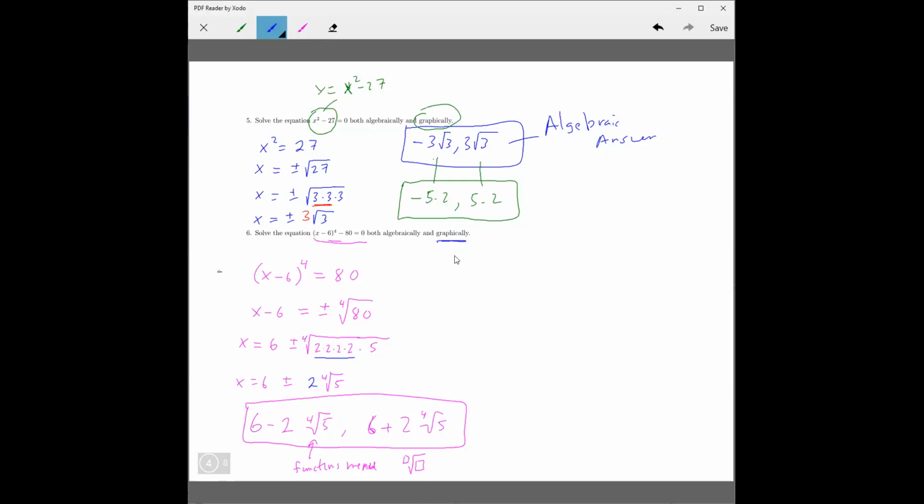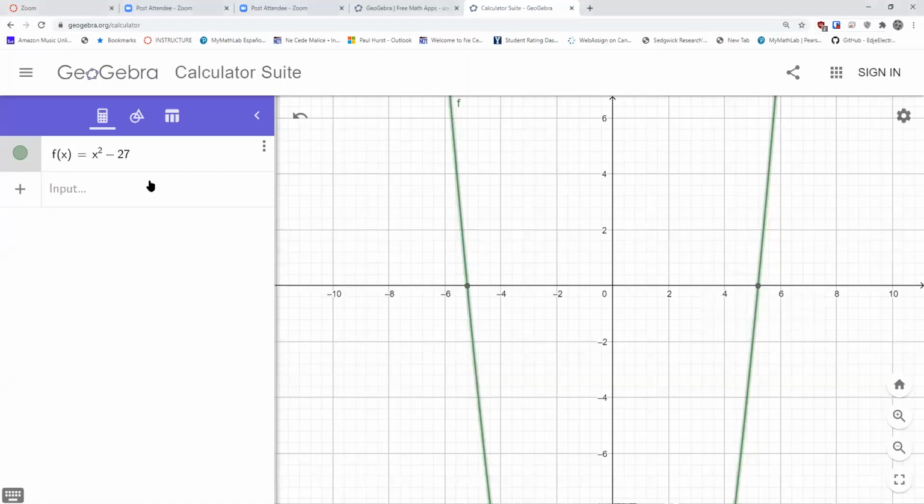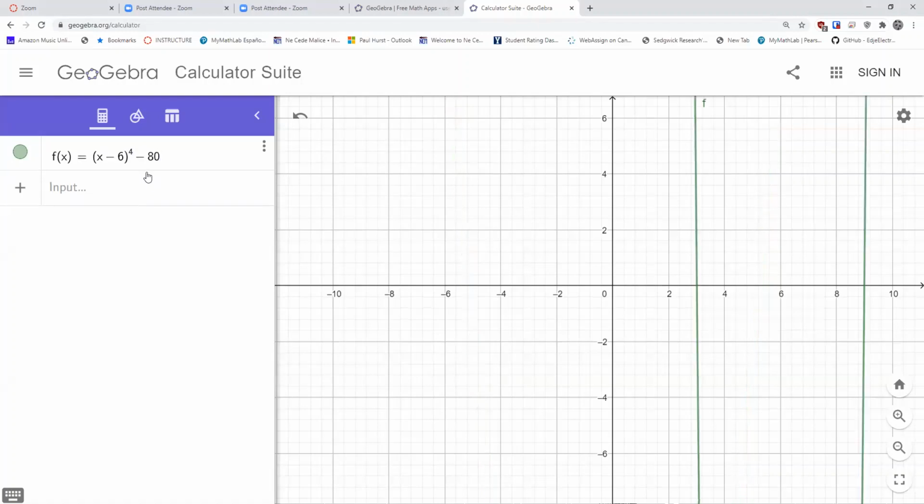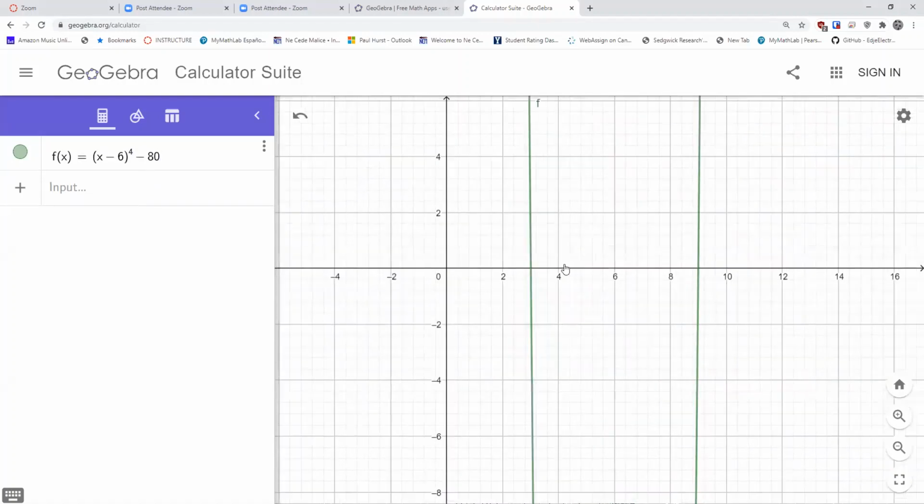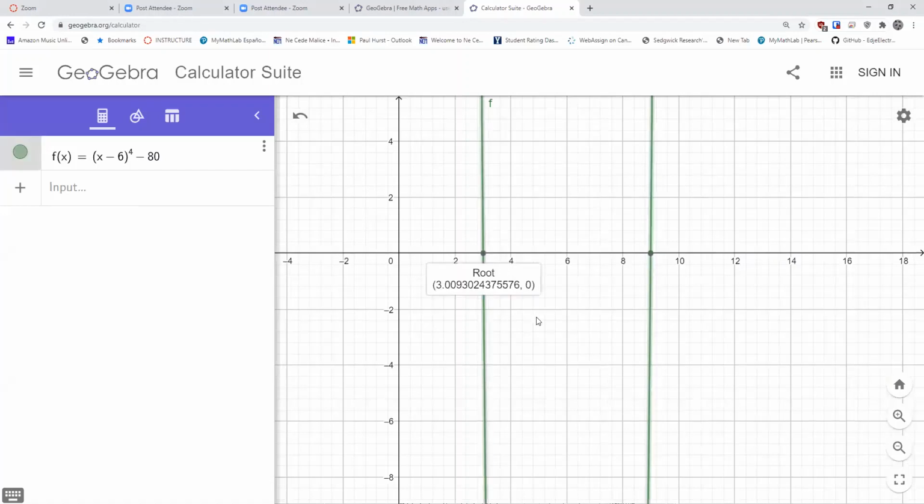Now let's do it graphically. So for graphically, we go back over to here, and we change this to the function that we had, which is x minus 6 to the 4th power minus 80. Hit enter. And over here, it gives us 2 different values.